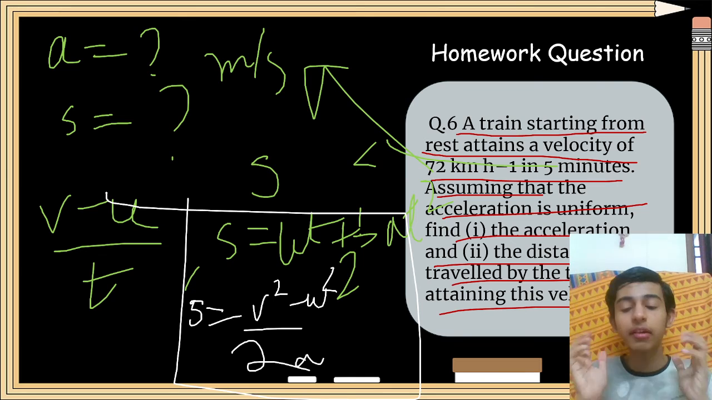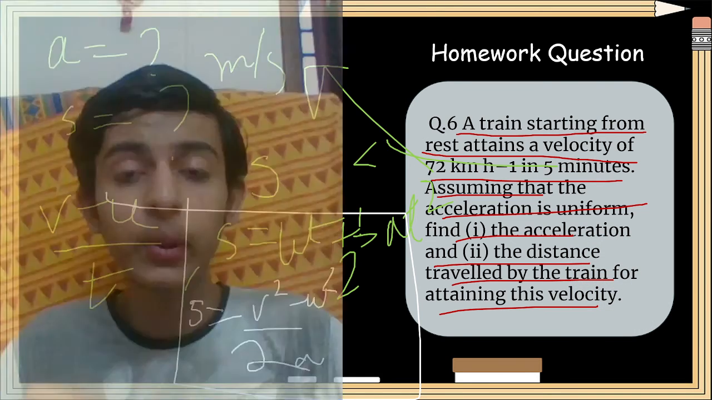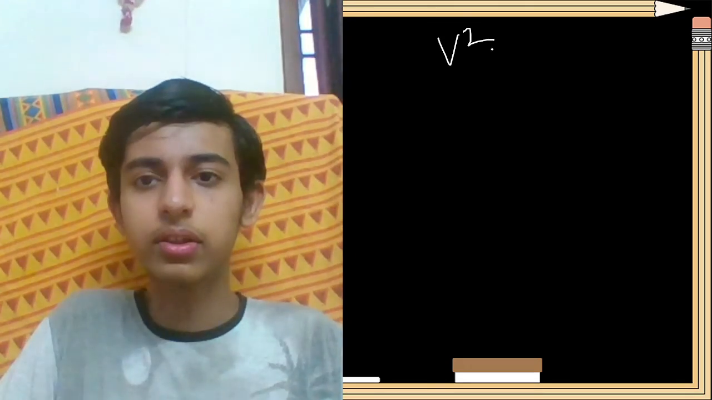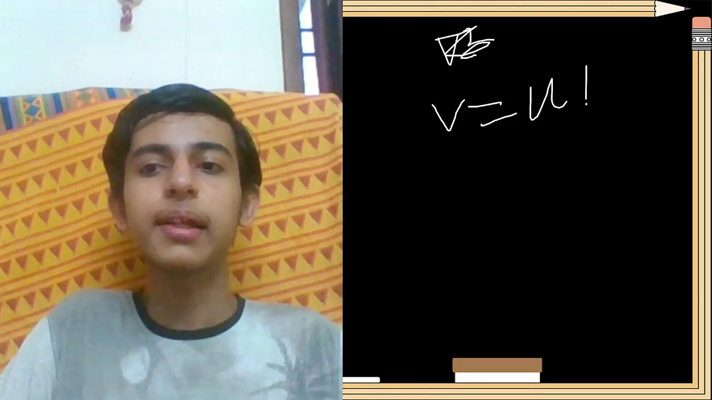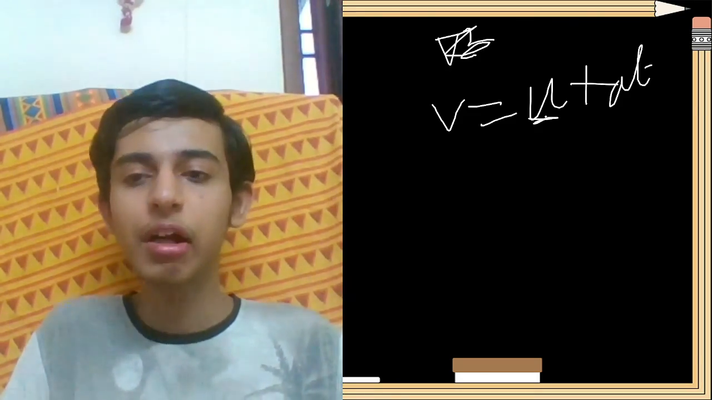And in any question, if your initial velocity is not given, then what do you have to do? You first have to find the initial velocity by the formula, as we know, v is equal to u plus at. Through this formula you can get u, or any missing value you have to find.